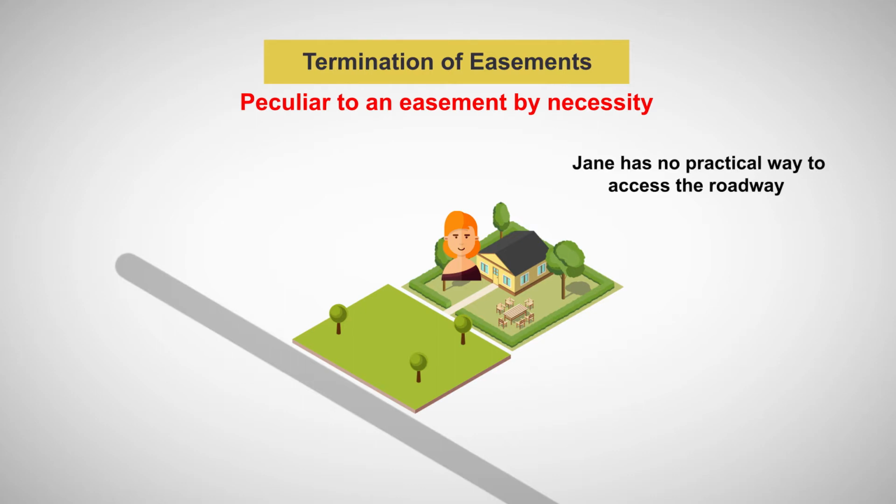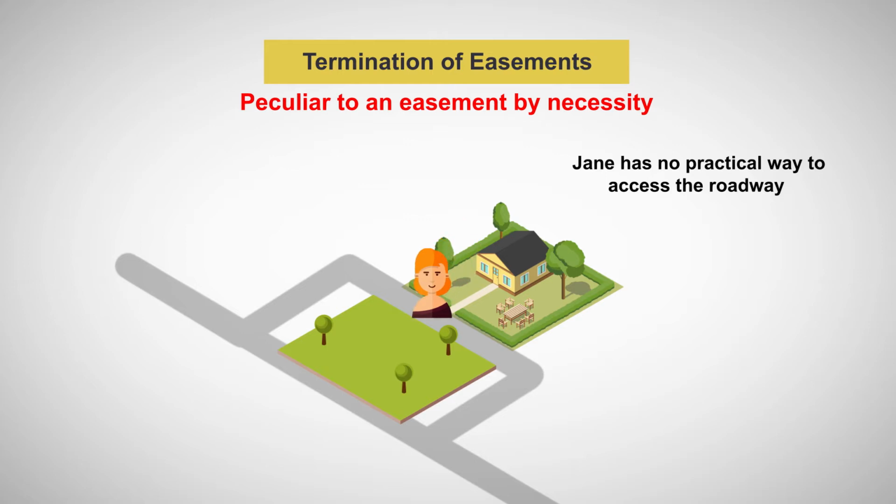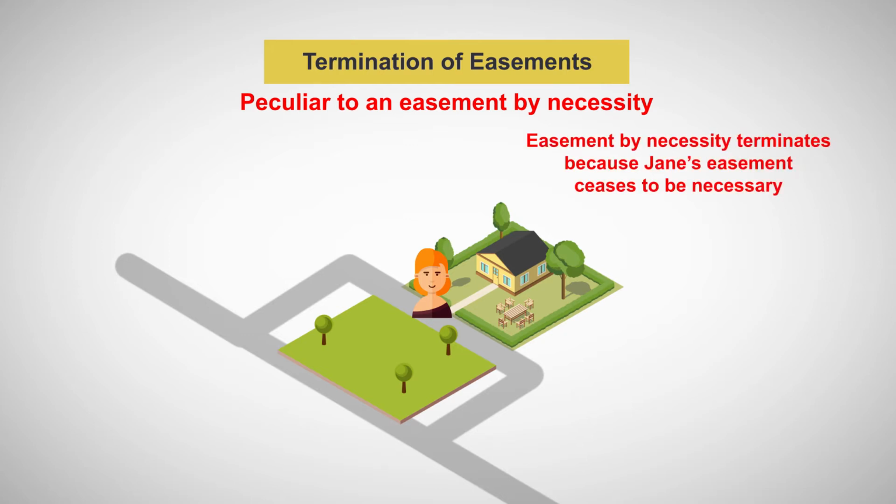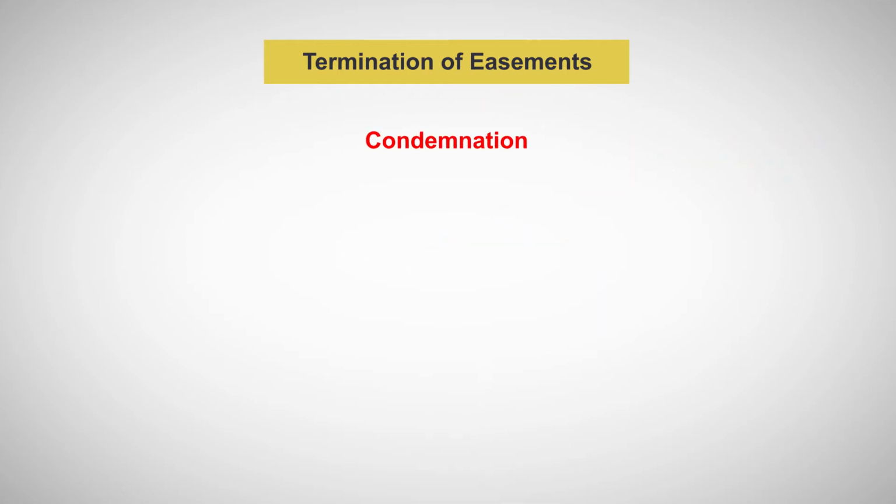Years after the easement by necessity arises, the municipality builds a new roadway that Jane can access more easily. Once the new roadway can be easily used and accessed, the easement by necessity terminates because Jane's easement ceases to be necessary. Condemnation, which means government takeover of the servient estate, and involuntary destruction of the servient estate also extinguish all easements.